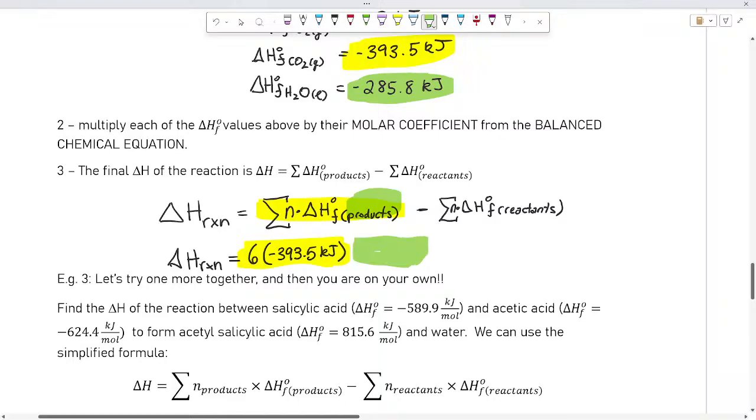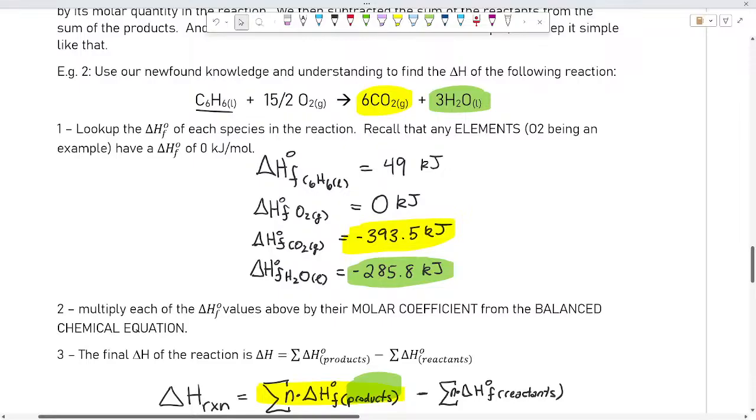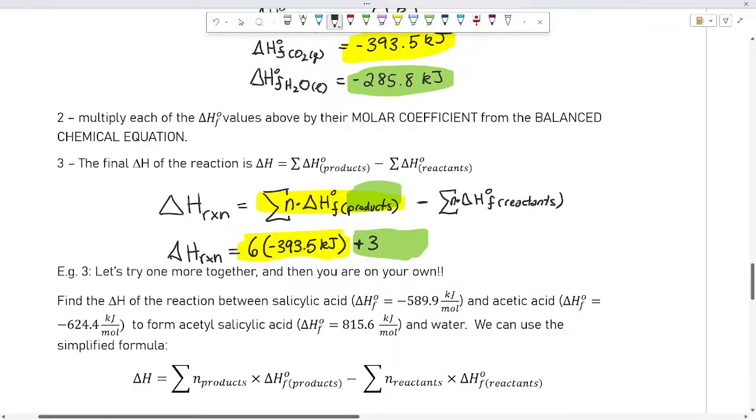So now sigma means what are we going to do with these? We're going to add them, right? And how many waters do we have? How many waters in this reaction? 3. So we'll say plus 3 times what is the delta H of water? Negative 285.8 kilojoules.